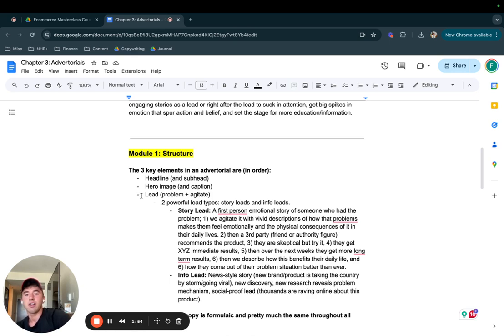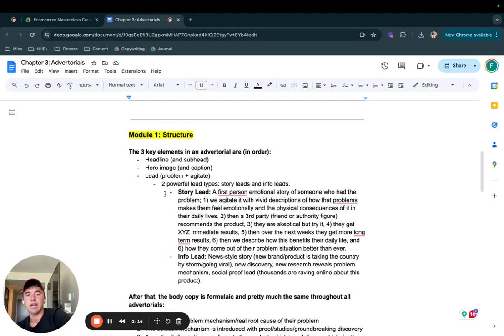And then the third is the lead. This is what's going to affect conversion. So the headline is going to funnel the attention down, and the lead, just like the VSL, captures the attention and brings them further down into the funnel. If your lead is good, a big percentage of people will read the rest of the advertorial. And in the lead, we essentially just want to identify the problem, dimensionalize it, and then agitate it.